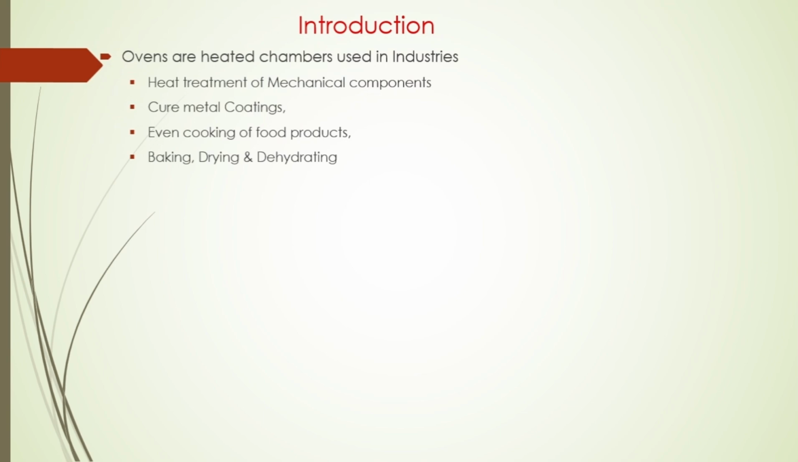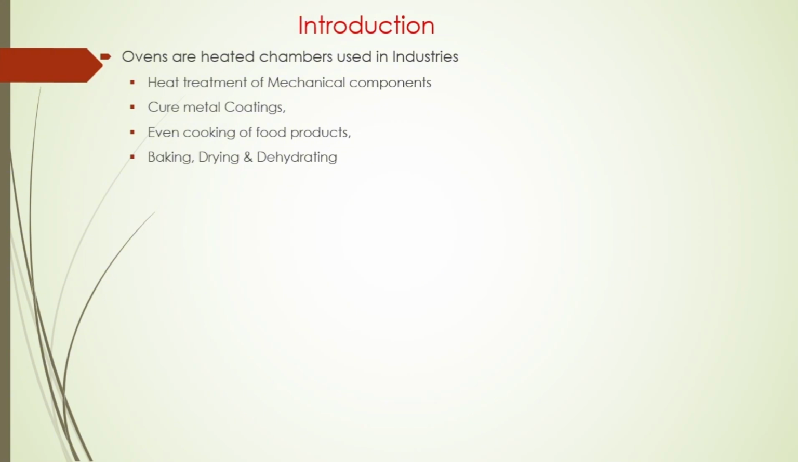Ovens are heated chambers used in industries for various heat treatment applications, such as heat treatment of mechanical components. This process is crucial in the manufacturing industry. It modifies the metal structure to enhance their mechanical properties, making them suitable for various industrial applications. There are different processes such as annealing, quenching, tempering, and hardening.